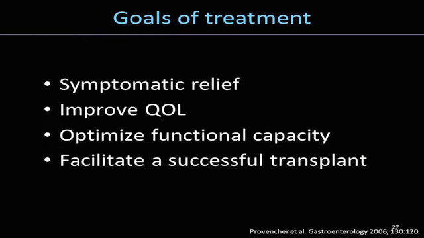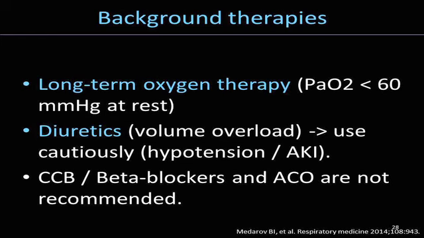The goal of treatment in these patients is that you want to make them feel better, improve the quality of life, the functional capacity, and facilitate a successful transplant. Probably this is the most important component. We give oxygen if the PaO2, the arterial oxygenation, is less than 60. Diuretics, you have to be very careful because hypertension and acute kidney injury can occur.